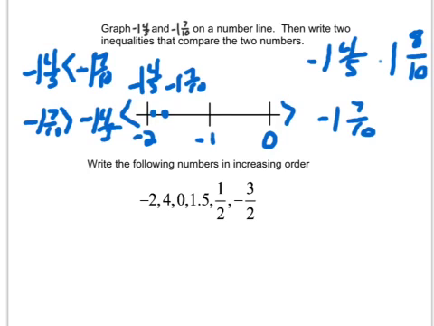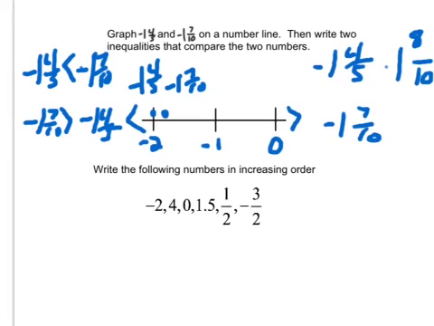But those are my answers for that. Again, oops, don't want to slide that along. We put those in circles or in a box, something like that. So there's my two inequalities.